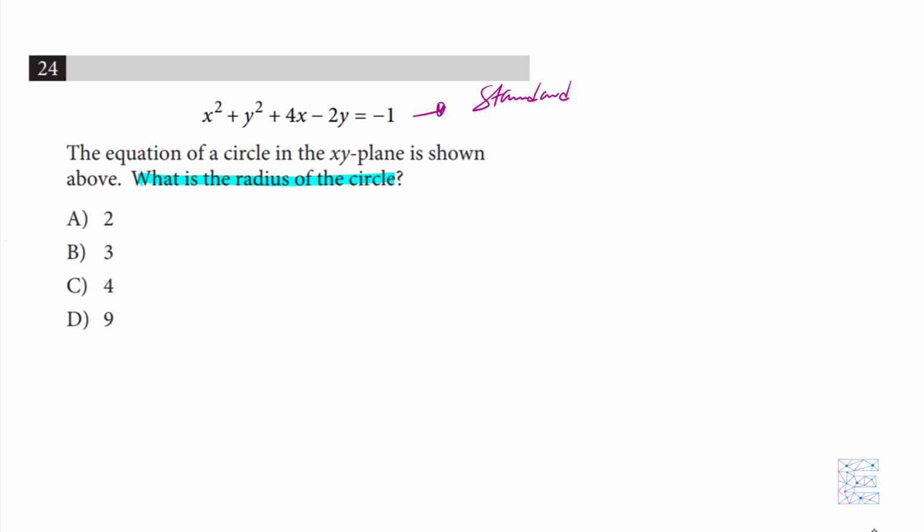I'm going to show you how to do this momentarily, but first, just to remind you, standard form is (x - h)² + (y - k)² = r². So let's copy this equation down, and then we'll convert it from this form, which is general, to standard. How do we do this? We first of all have to get the like terms closer together.